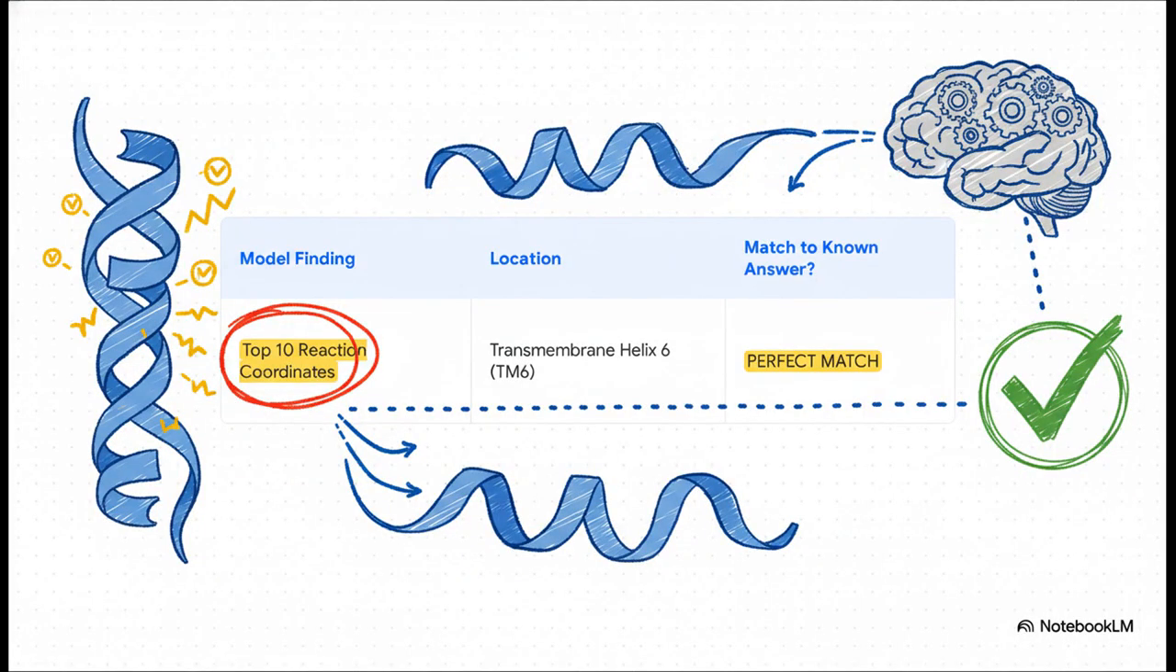So, the big moment. Did the model find it? Oh, it did way more than that. The model pinpointed the top 10 most important movements in the entire protein, and every single one of them was located in that exact right spot, transmembrane helix 6. It was a perfect match.